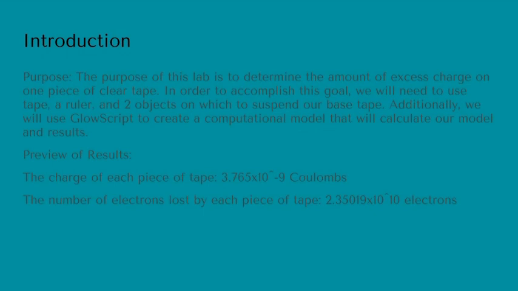In order to accomplish this goal, we will need to use tape, a ruler, and two objects on which to suspend our base tape. Additionally, we will use GlowScript to create a computational model that will calculate our results. For a quick preview of results, the charge of each piece of tape is equal to 3.765 times 10 to the negative 9 coulombs, and the number of electrons lost by each piece of tape is 2.35019 times 10 to the negative 10 electrons.